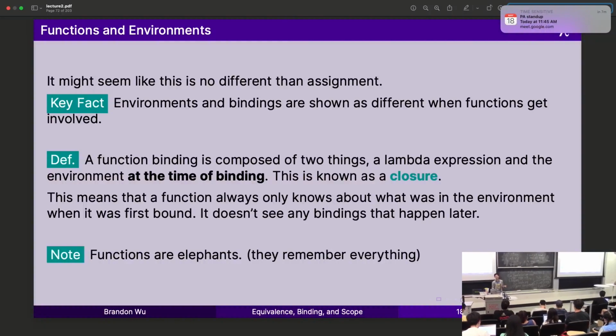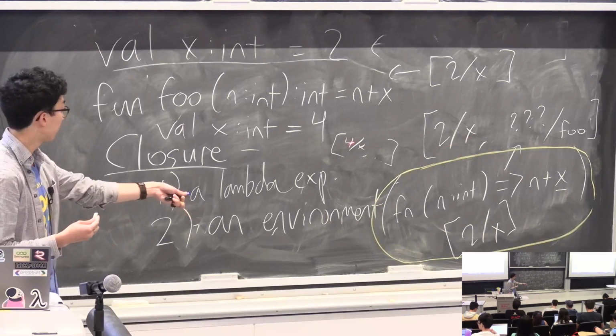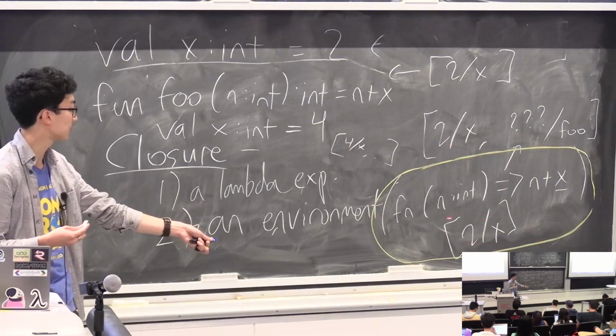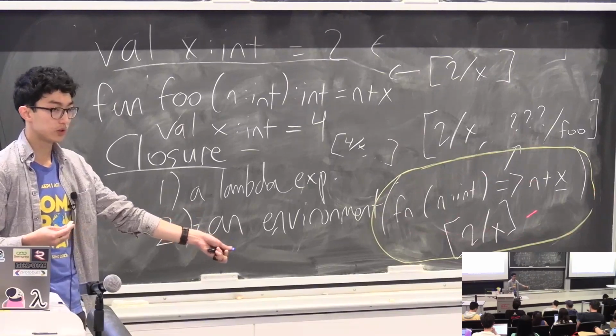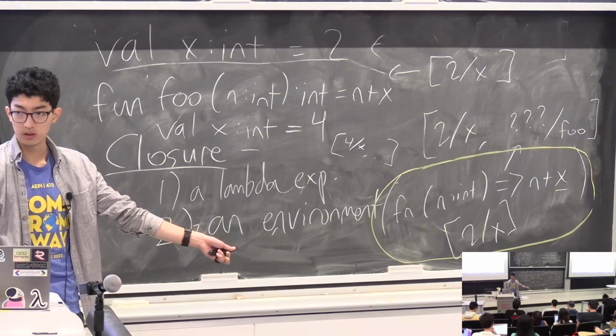So another way to remember this is that functions are not just values. Functions are elephants. They remember everything. A function, when I bind it, remembers the exact environment that it was in when it was declared. It remembers it forever. So that function can never be changed in the future, right? Because it remembers the fact that it had this 2 for x environment when it was originally declared. Does that make sense to everyone? Yeah.